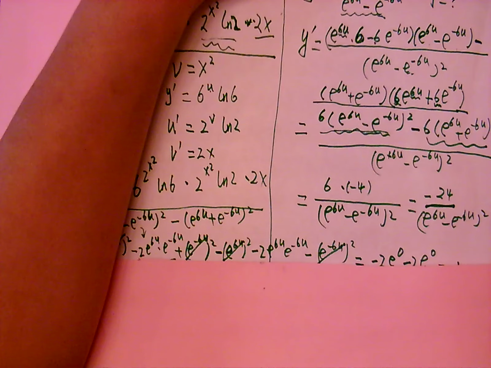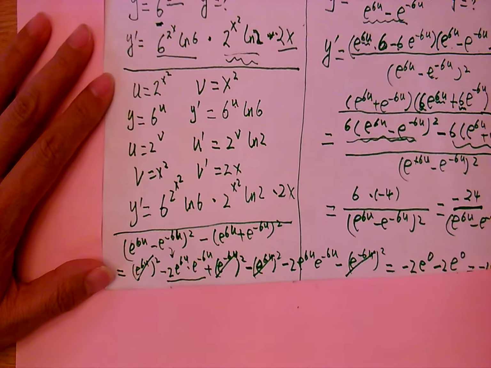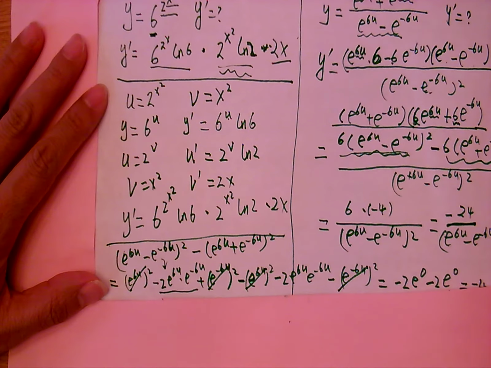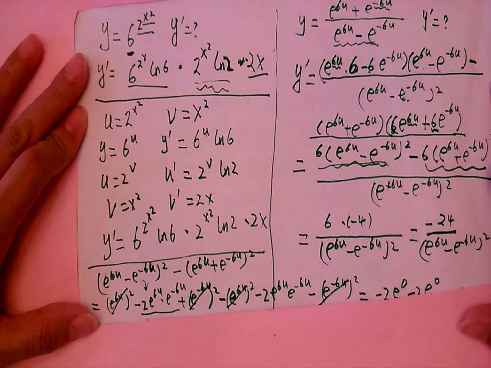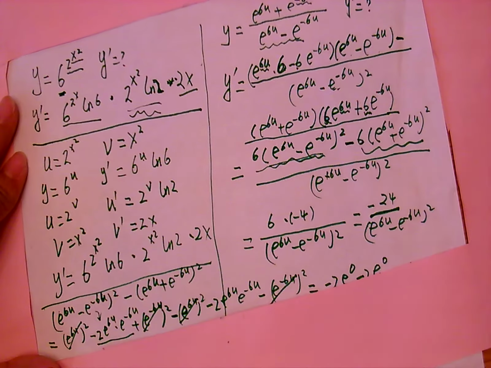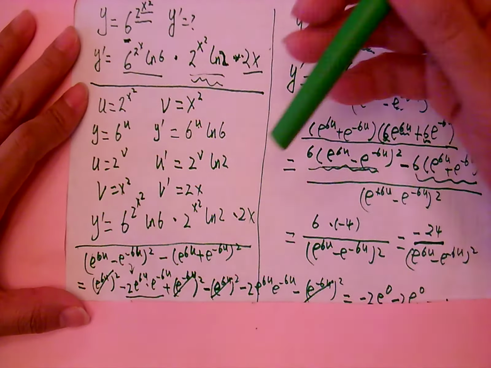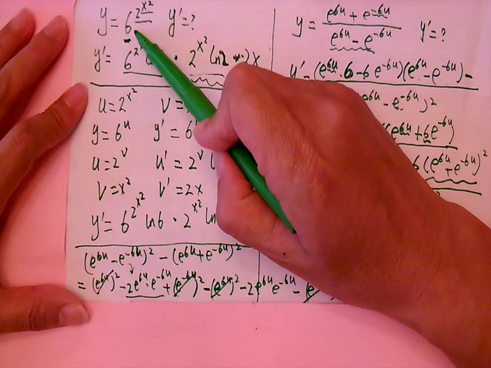Okay, we're going to record two examples about the derivative. Okay, so let's see. The first example is y equals 6 to the 2 to the x squared. I want to find the y derivative.